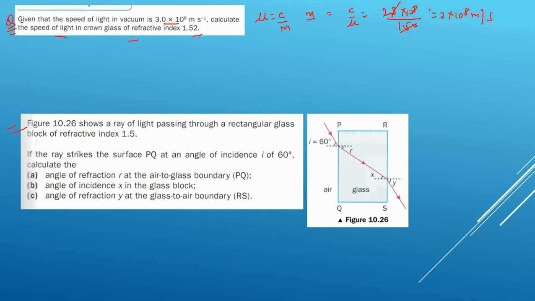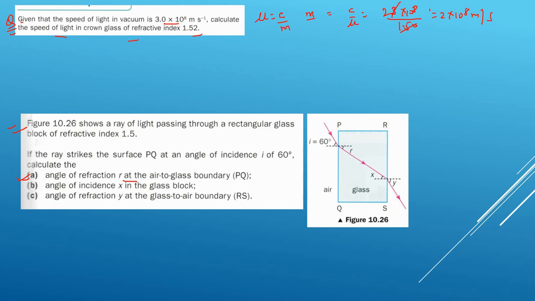Now let's see the next question. So there's a glass slab. For the refraction part, or any problem when you're solving for glass, you should always think about which boundary you're talking about. Here there are 4 boundaries: PQ, QS, RS. So you have to focus on which boundary they are talking about. Question number 1 is talking about the angle of refraction R at the air-glass boundary. It means boundary PQ.